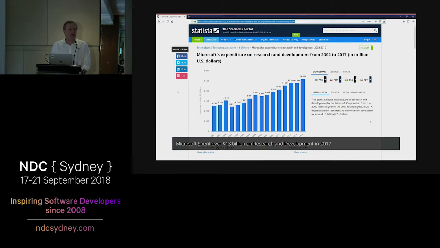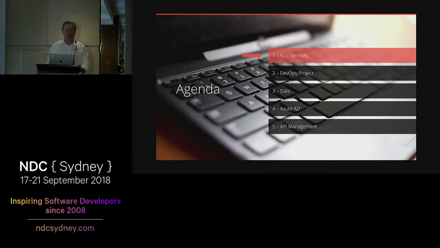I do care about the future, and the future is heavily influenced by R&D. Microsoft, last year, $13 billion R&D. It's a big number, okay? And most of that is actually in AI and stuff like that, and we'll talk about that soon. So let's go through. My first one is app services.